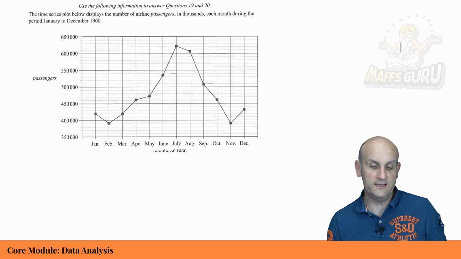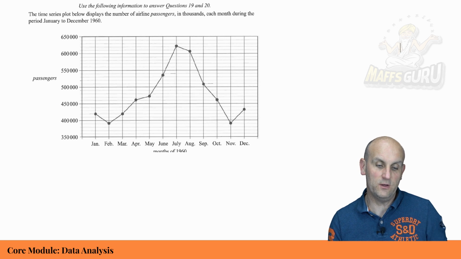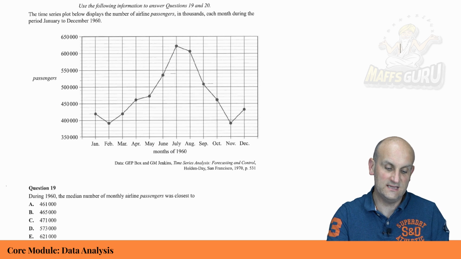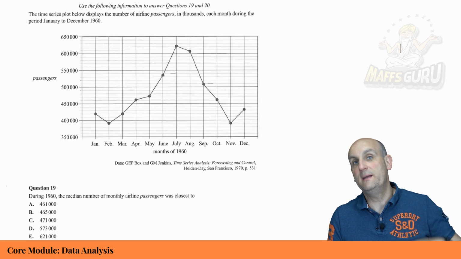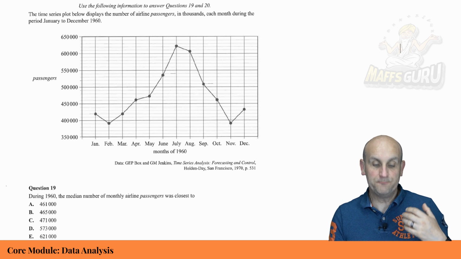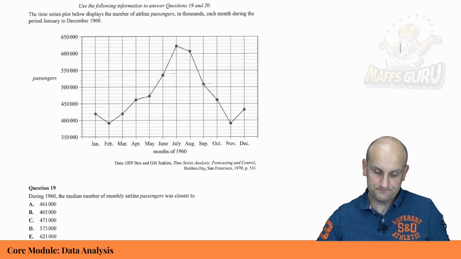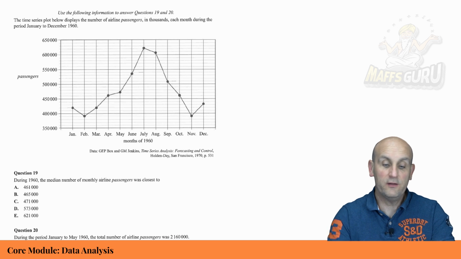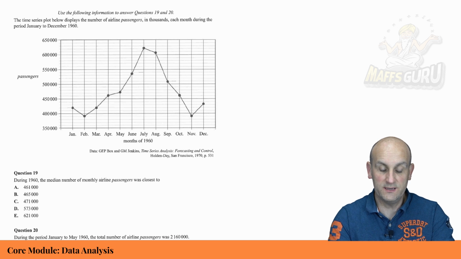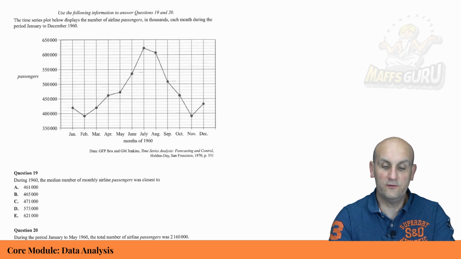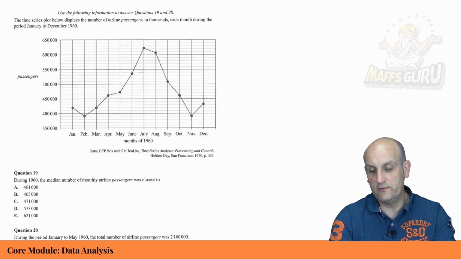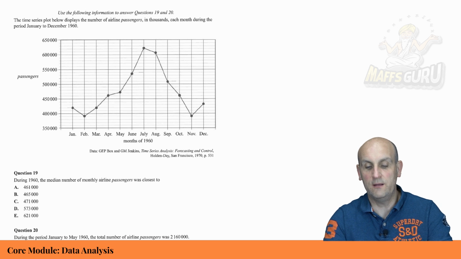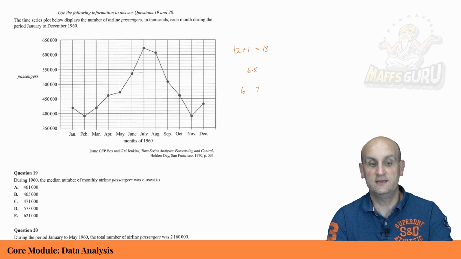All right, the following information. Time series plot below displays the number of airline passengers in thousands. Now again, there may be other ways of doing this, but this is certainly the way that I did it. During 1960, the median number of monthly, the median means the one in the middle. There are 12 data items because we've got the 12 months. If I've got 12 data items, add 1 gives me 13, divide that by 2 gives me 6.5. So effectively, I'm looking for the 6th and the 7th data item.